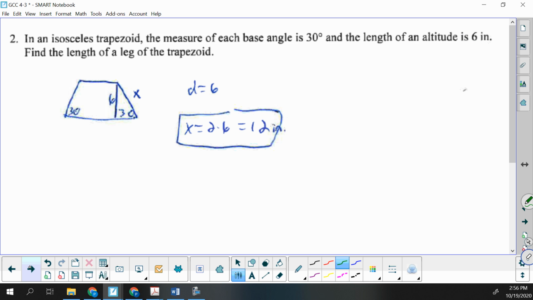In number 2, an isosceles trapezoid has base angles that are the same. They said were 30. Draw in your altitude, which forms a right angle, making this 60. So D is just 6. Across from the 90, this would be 2D. So 2 times 6 is just 12.